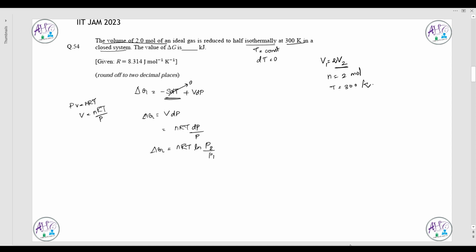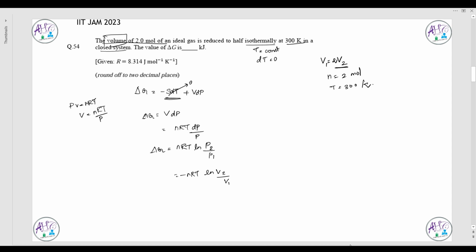So here what have they given? They have given number of moles. Sorry, here what have they asked? They have given in terms of volume. So if you convert this in terms of volume, the entire equation will be changed to nRT ln V2 by V1.